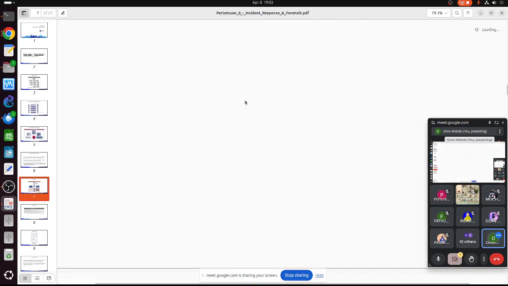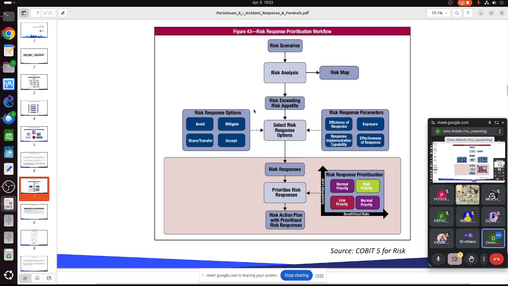Now after we see the scenario, we see the risk analysis. We have risk. If the risk is exceeding the risk appetite, then we can select the options. There are 4 options we have: avoid the risk, mitigate the risk, accept the risk, or share or transfer the risk.